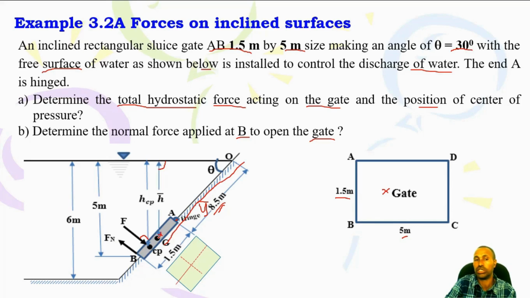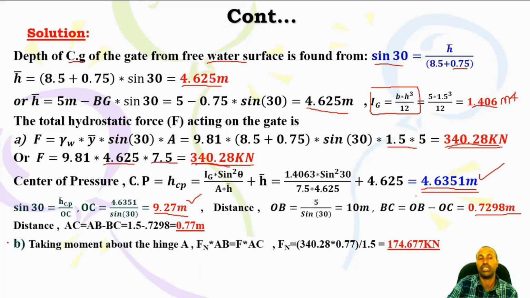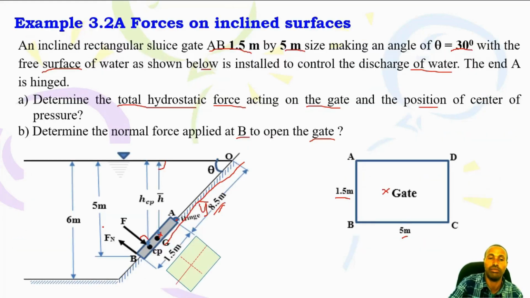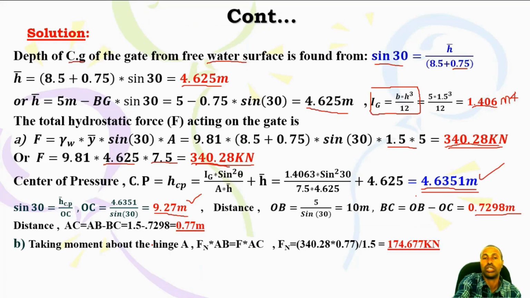Already you know the center of gravity, and this is already known. Then you can just subtract AB minus BC, AB minus BC, so that you can compute the result. Once you compute this, you get AC distance of 0.77. Then take moment about the hinge A. Take moment about the hinge A.